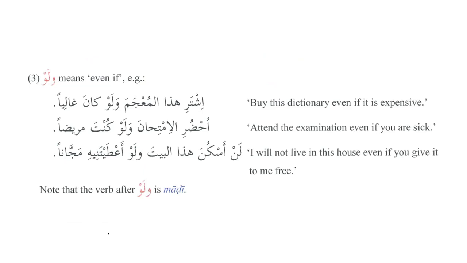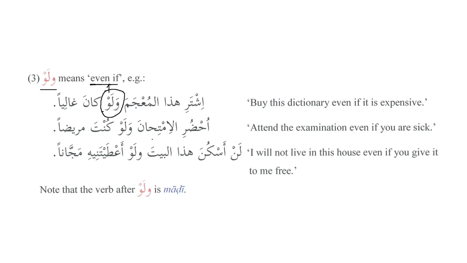ولو. لو we have discussed already. We know that لو is حرف الشرط. لو أنزلنا هذا القرآن الآية. But here it is a combination of waw and لو. ولو, okay, it means even if. So لو only means if, but when we say ولو, it means even if. اشتري هذا المعجم ولو كان غاليا. Buy this dictionary even if it is expensive. So you say that I will do this even if it is difficult to do. So you will say walau, it means even if. That's number one, example number one.